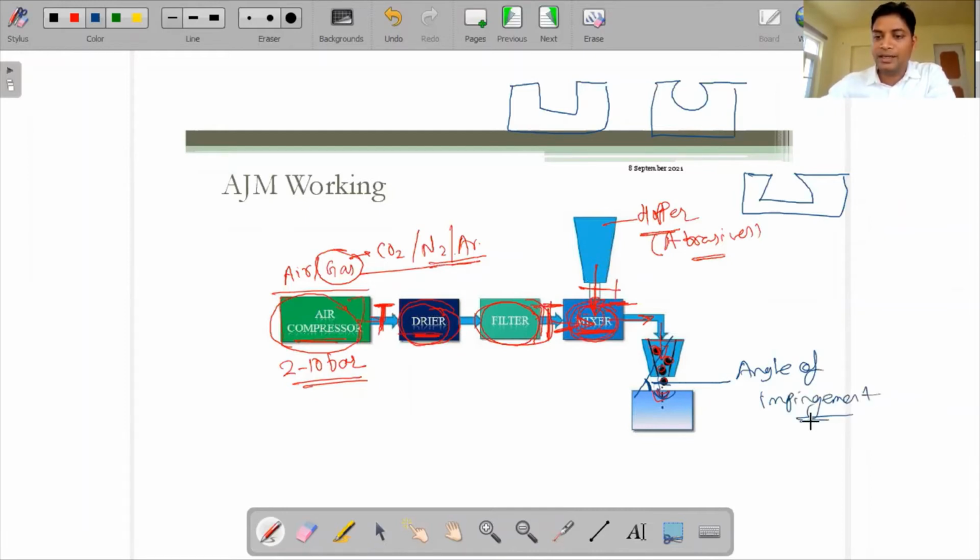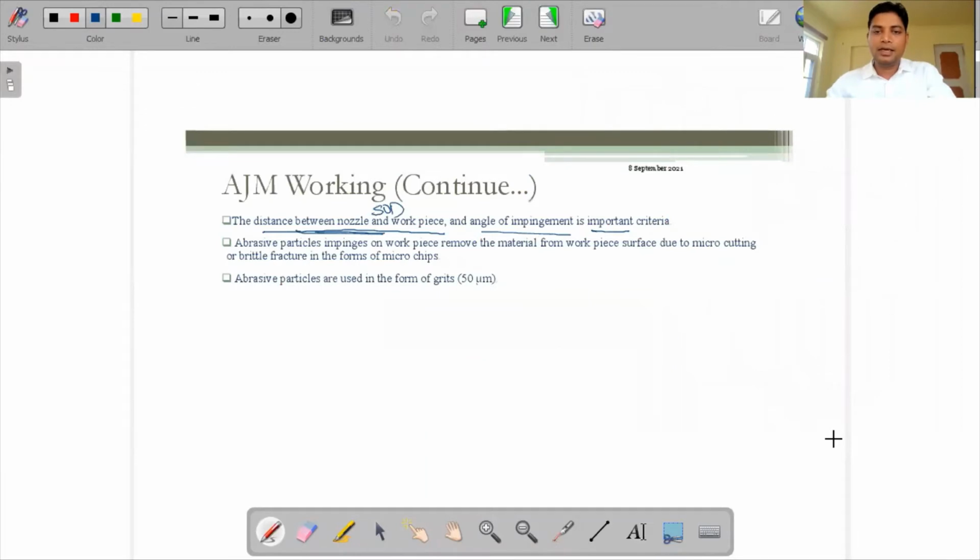The angle of impingement is in the range of 60 degrees to 90 degrees. If you go beyond that, the abrasive particles will go to waste, because the workpiece is here and we do not want the abrasive particles to go to waste. So please keep that in mind. Generally this angle is in the range of 60 to 90 degrees.